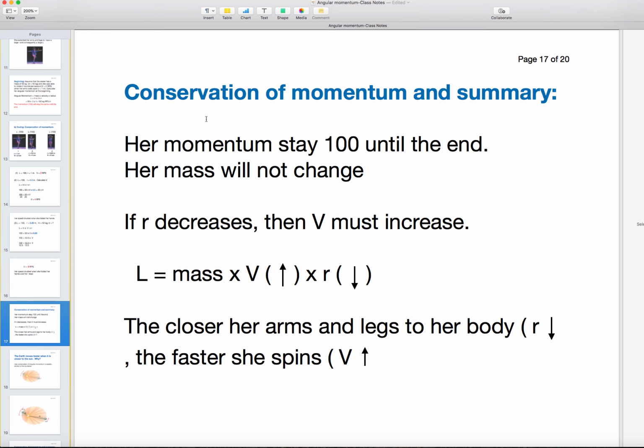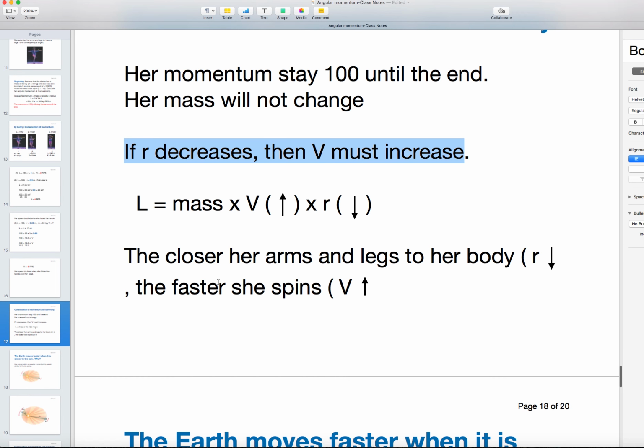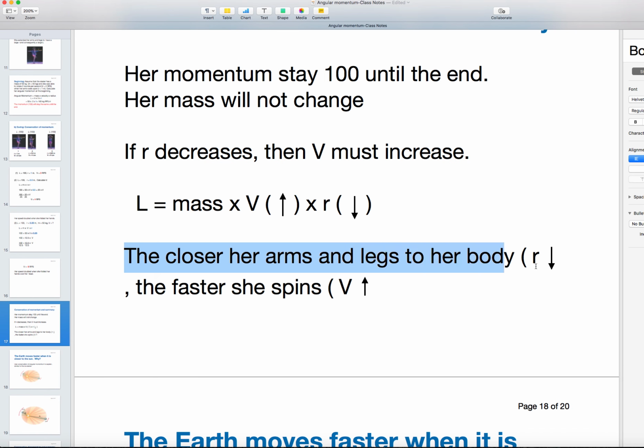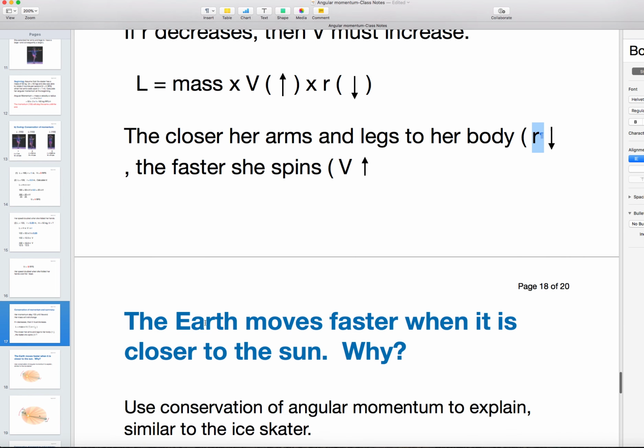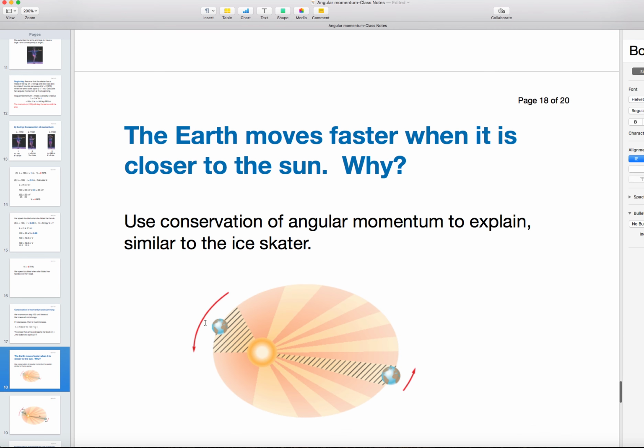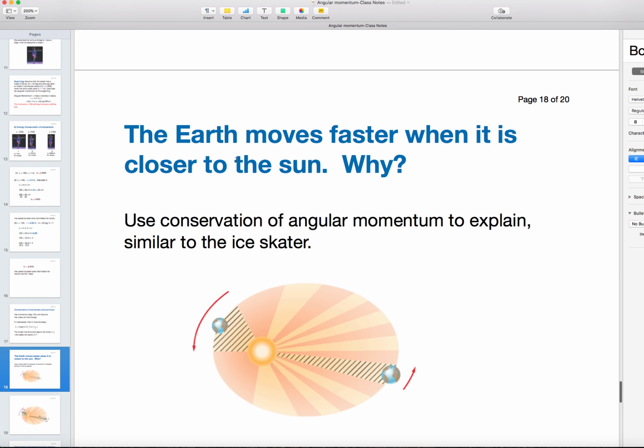Okay, so the conservation of momentum summary. Her momentum stayed 100 until the end. Her mass will not change. If R decreases, then velocity must increase, and this is what she did. The closer her arms and her legs are to her body, that means the radius decreases, and she will automatically spin faster. That same concept applies to Earth.